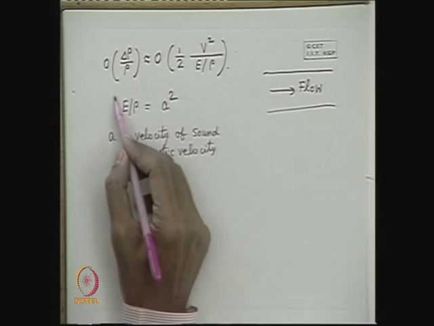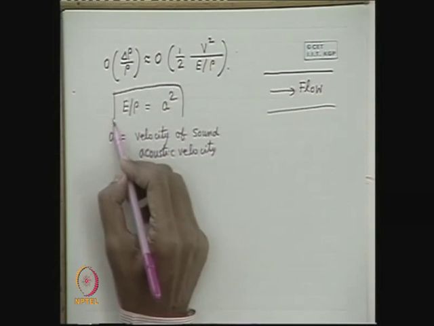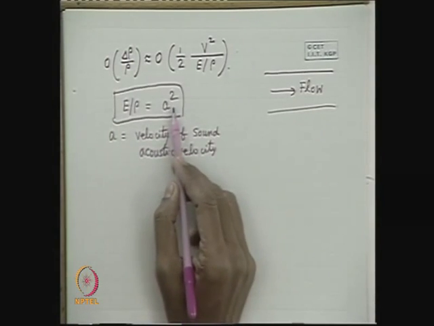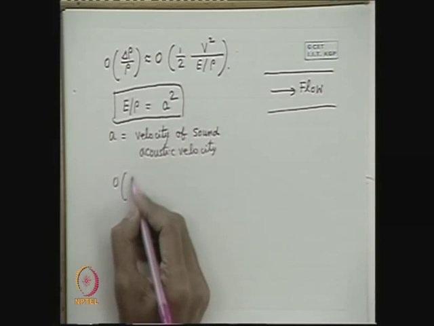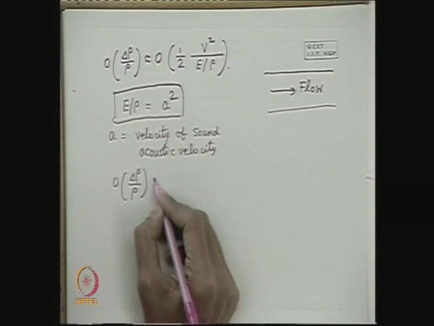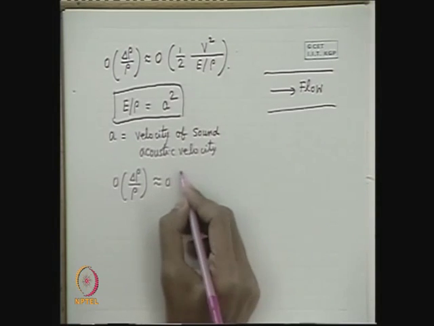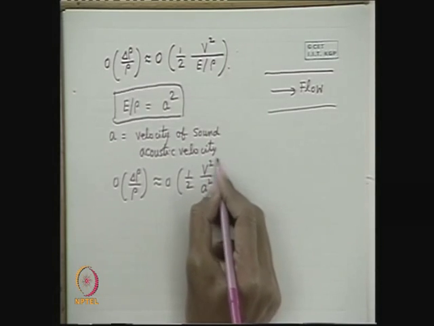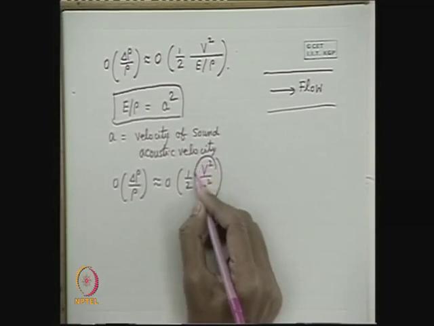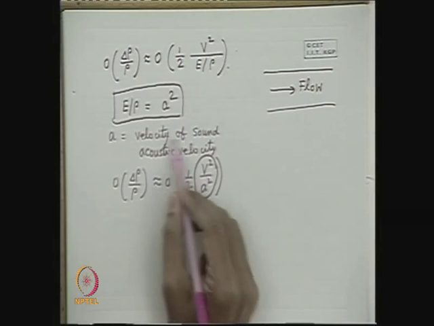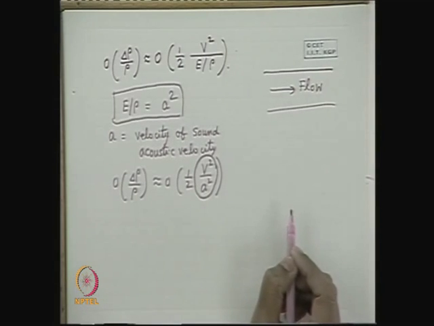So, this is the definition which you probably know is already derived in classical physics, E by rho equals A square. Therefore, if I use this definition, we see that the ratio of change in density to the initial density is half V square by A square. Now, this ratio of V square by A square is the ratio of the square of the velocity of flow to the square of the velocity of sound in that fluid at that condition.